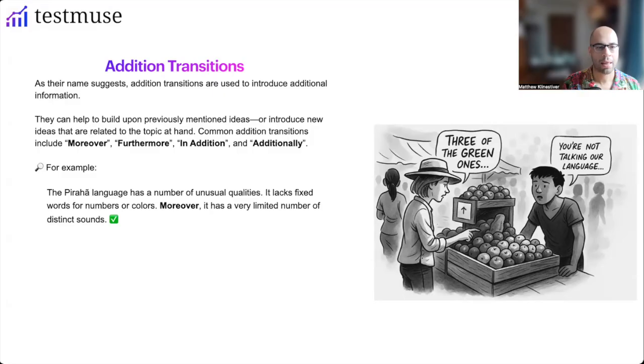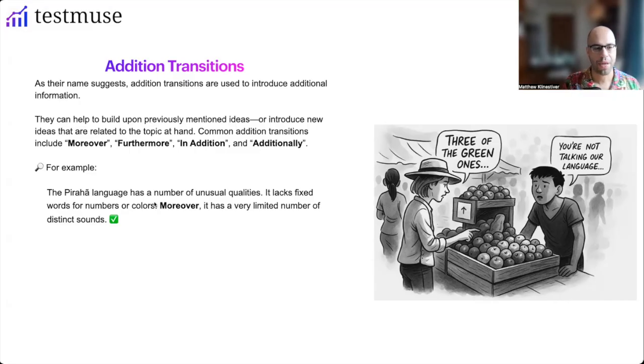So the Paraha language has a number of unusual qualities. Okay. It lacks fixed words for numbers or colors. Okay. Interesting. So it doesn't have number or color words. Moreover, it has a very limited number of distinct sounds. All right. So now the comic makes a little bit of sense, right? Three of the green ones, well, this language doesn't have fixed words for numbers or colors. So this gentleman is saying, I don't get it.